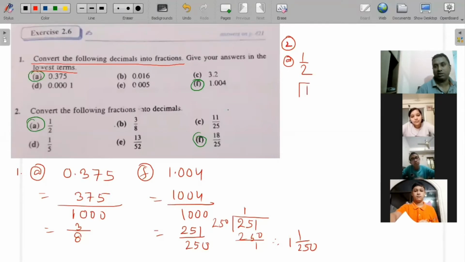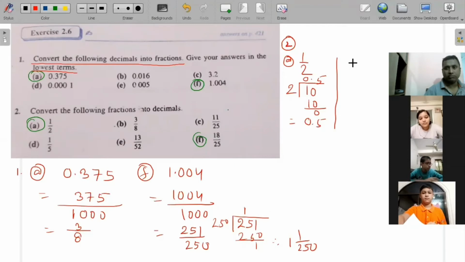Long division means you can take here 2, 0.05 to the 10. This is now 0.5. The alternative method is to make the denominator 10 or 100. So multiply by 5, multiply by 5. This is 5 by 10, so you can write here 0.5. You can solve in any method.